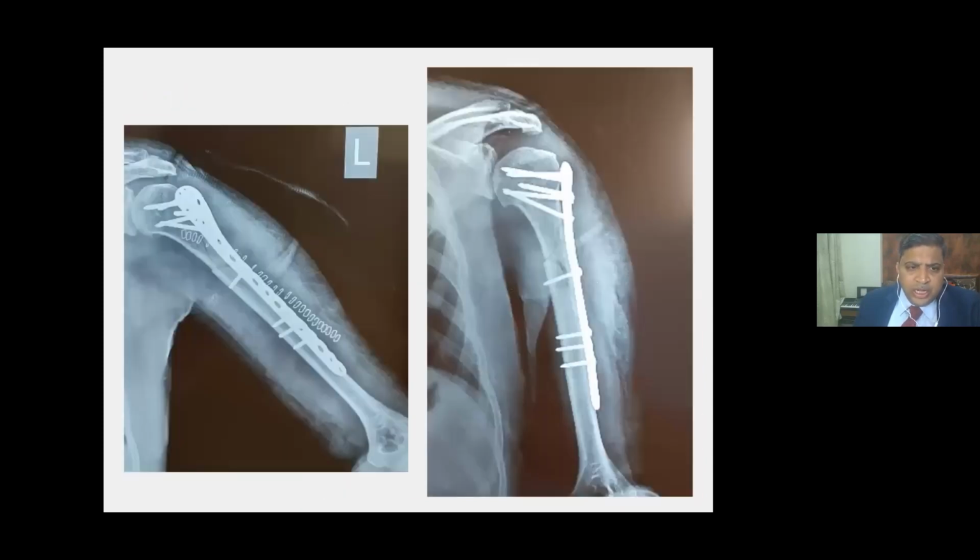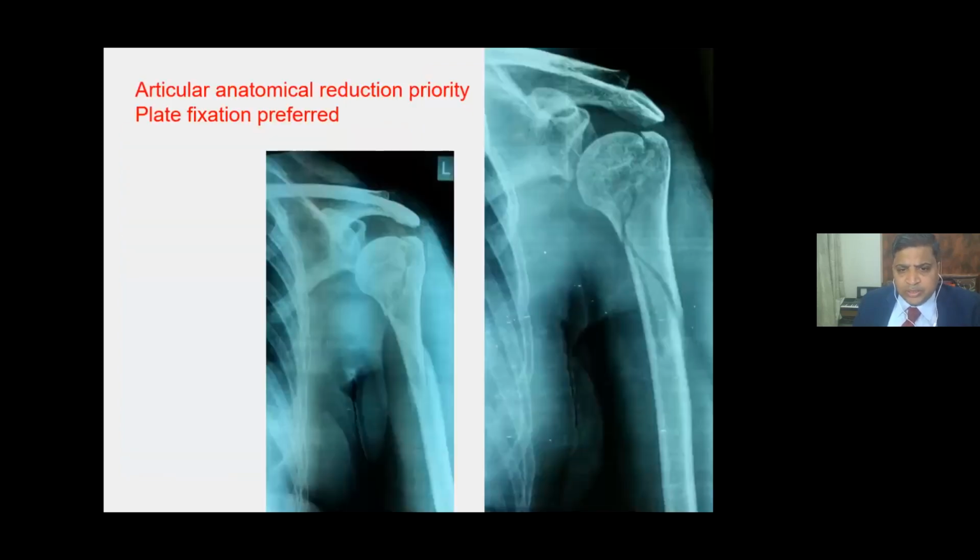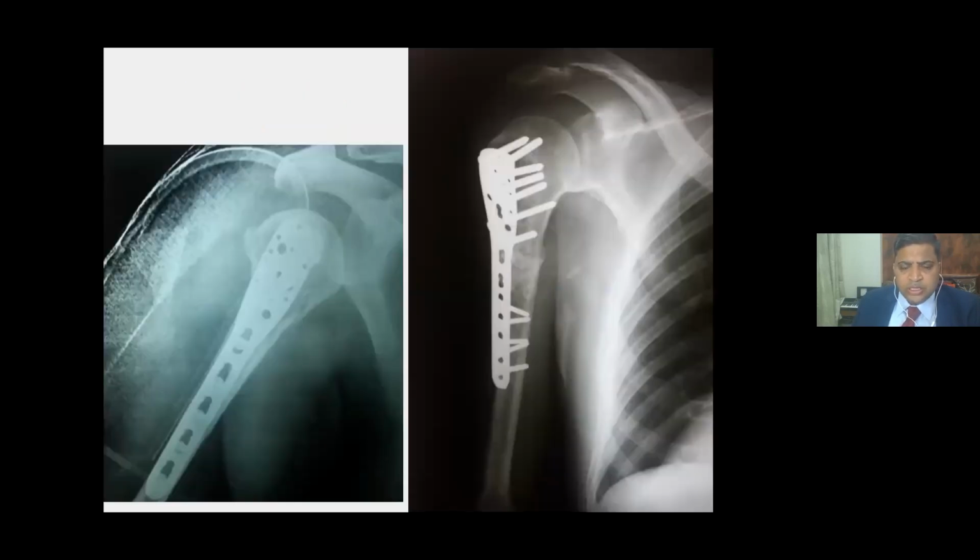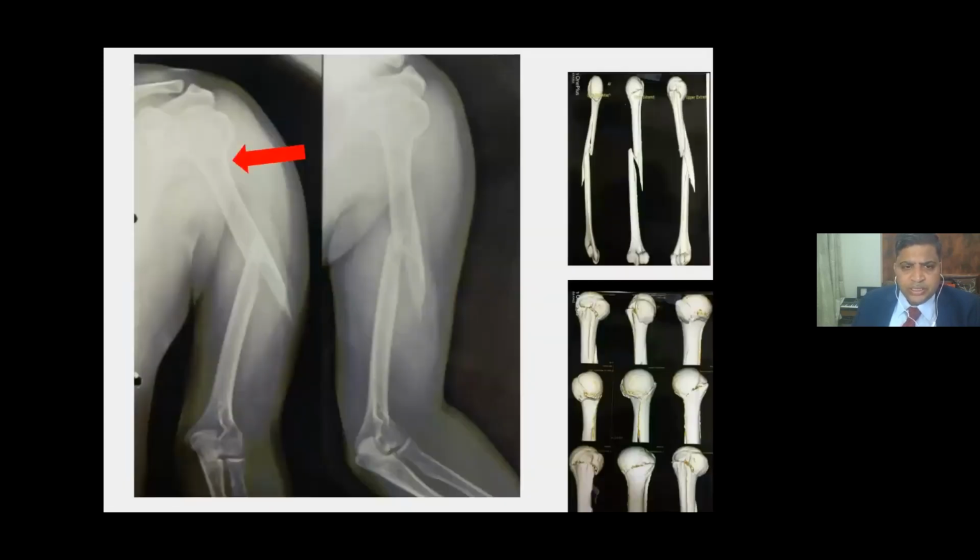So this is another follow-up X-ray with a good union of this fracture. Another case example, again a proximal humeral fracture basically extending into the shaft. So you need to concentrate more on the articular anatomical reduction prior to your shaft and meta-diaphyseal fixation later on. So this is the kind of fixation which we can get in such a scenario.